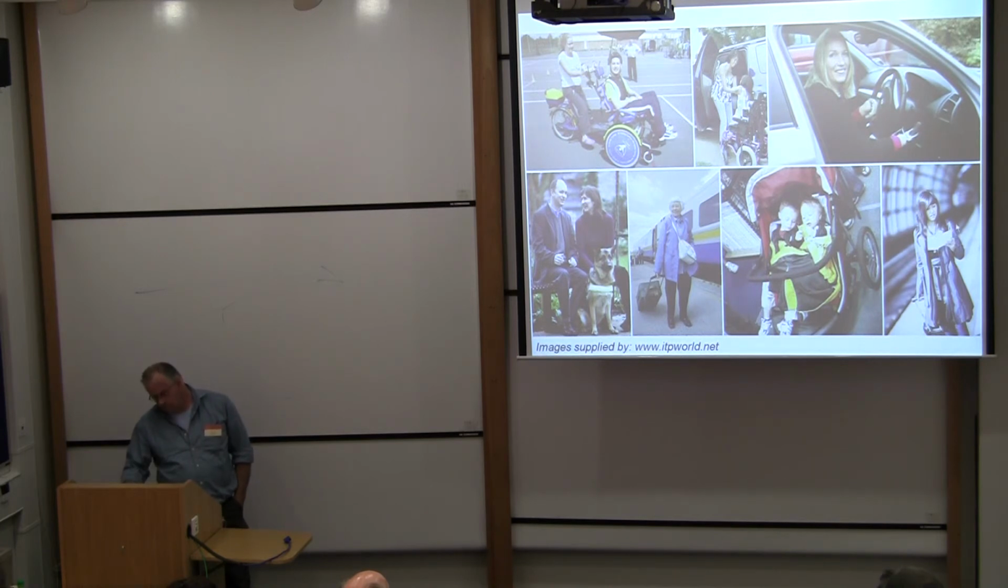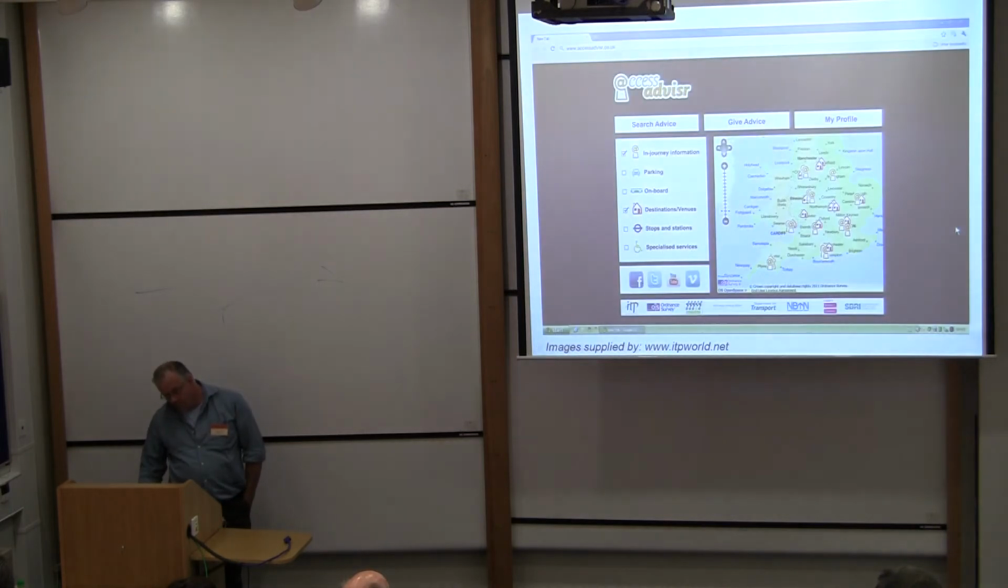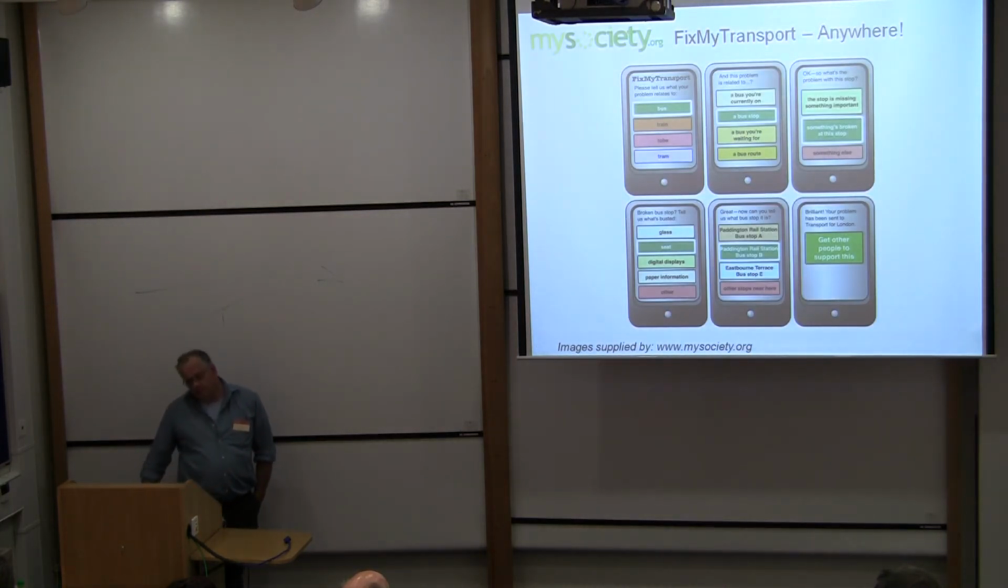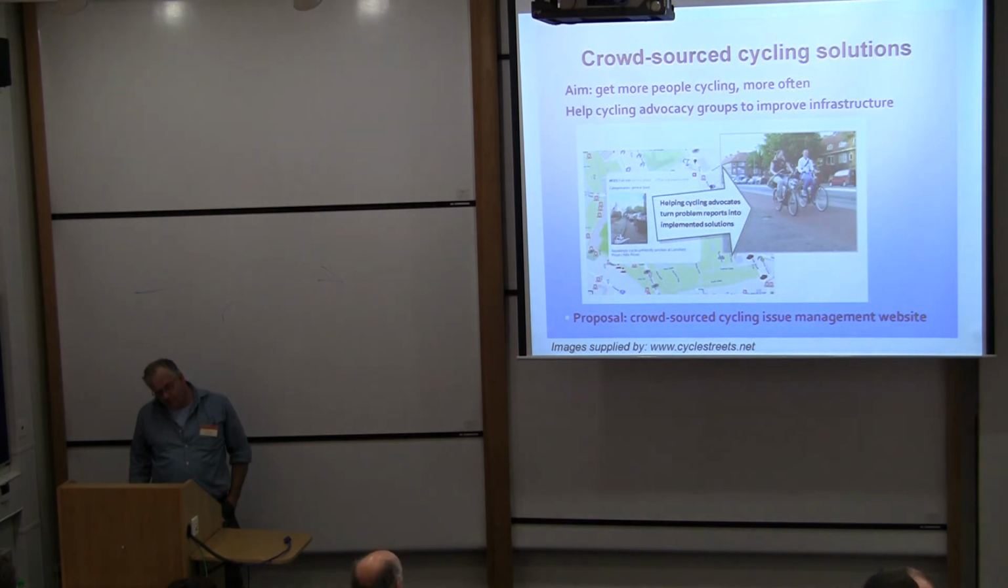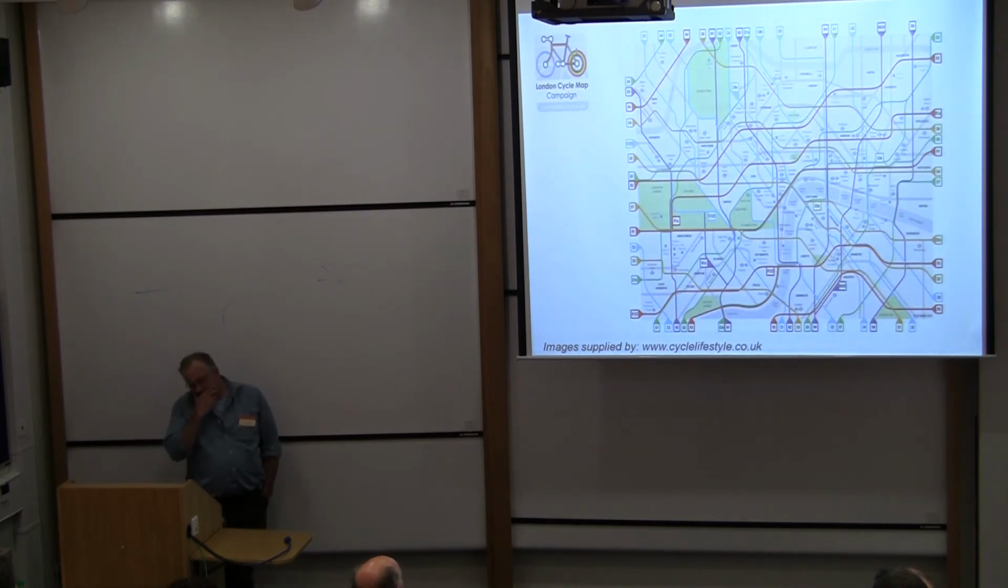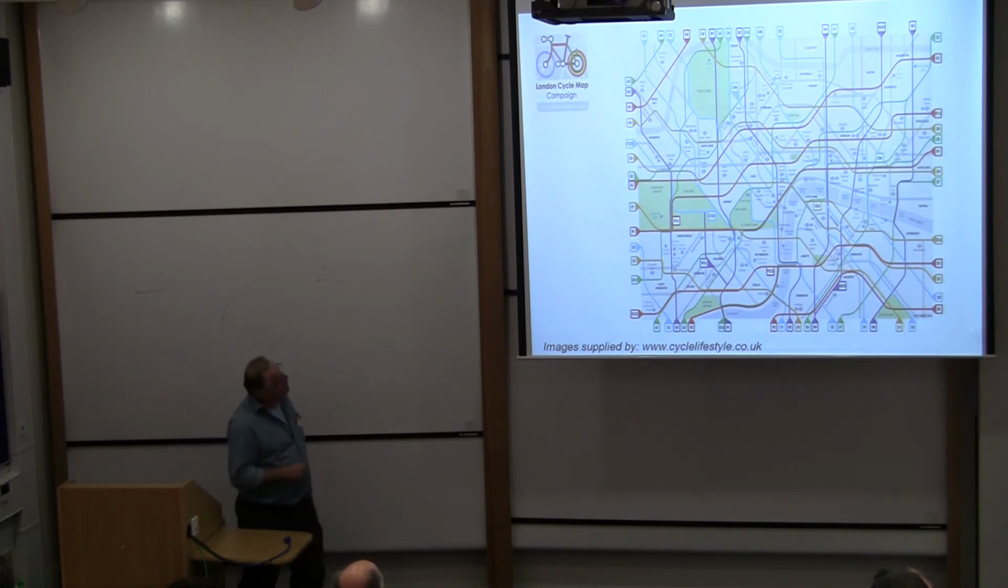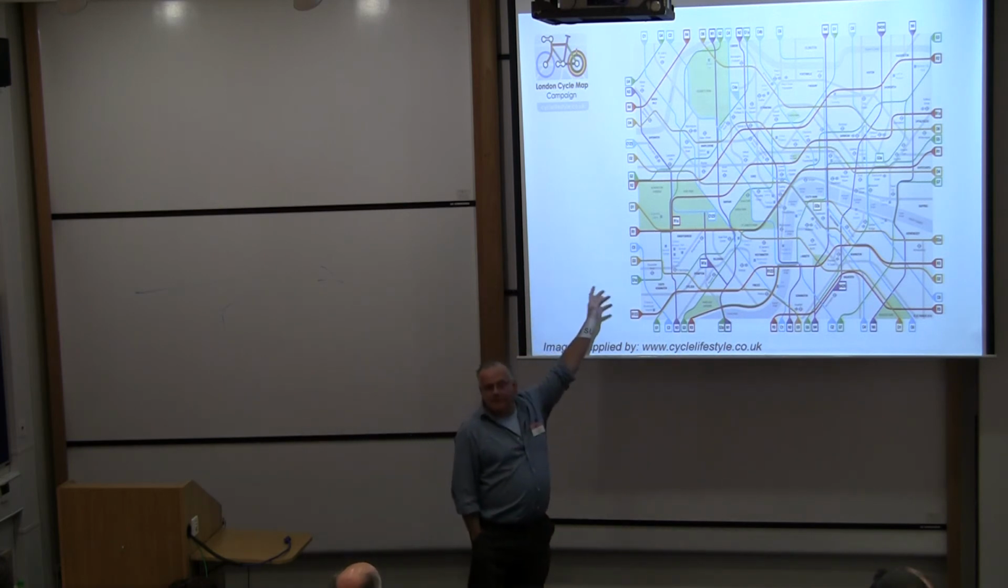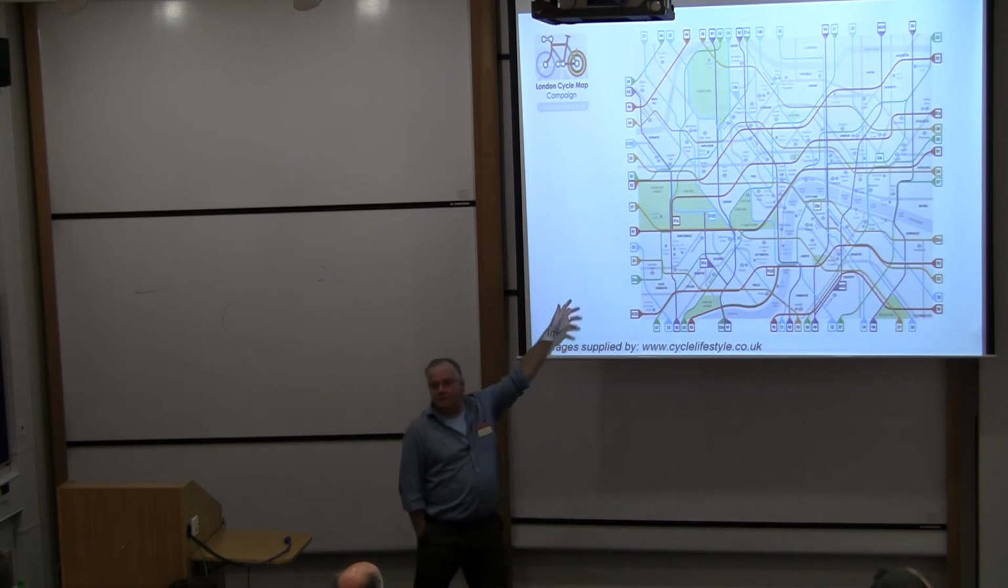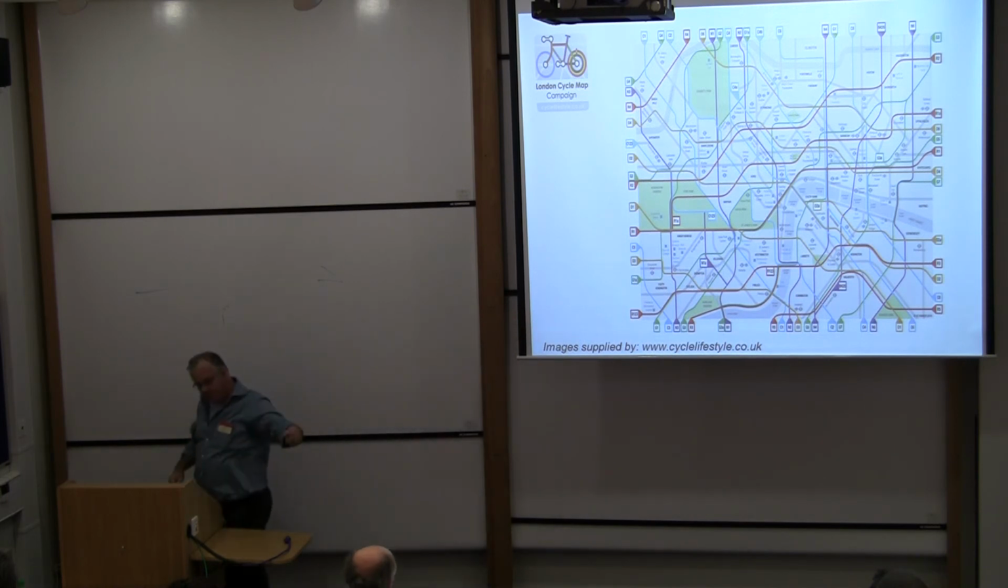Don't seem to want to move on from this one. There we go. MySociety won some funding to produce a mobile application for their Fix My Transport Anywhere thing, which they're launching shortly. Cycle Streets have won some funding to develop their cycling advocacy toolkit. One of the most exciting things, I think, in terms of imagery was the London Cycle Map campaign, a brilliant idea of turning a London cycle network into an underground map. So you use that same underground map metaphor for the topology of cycle routes connected together.